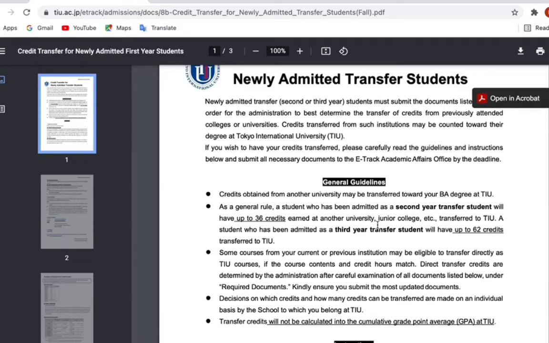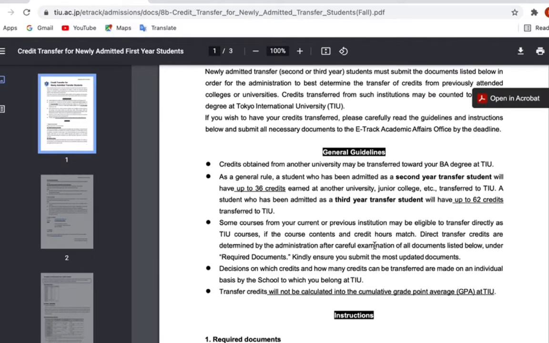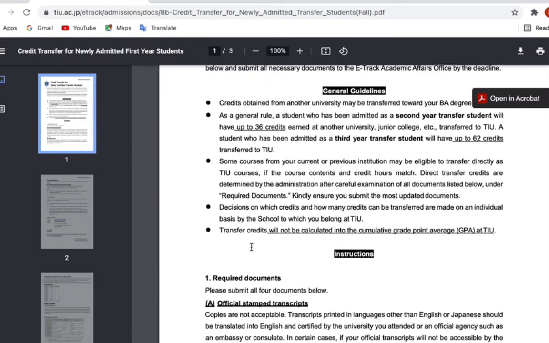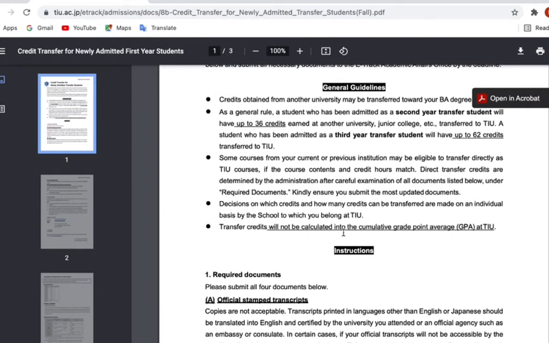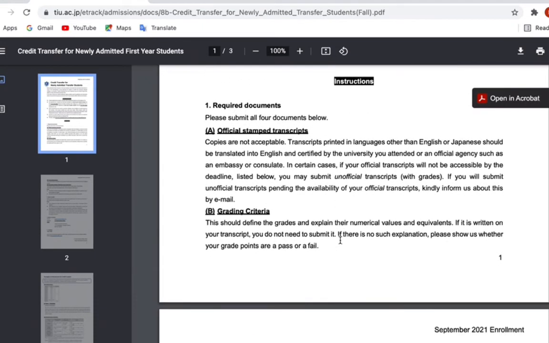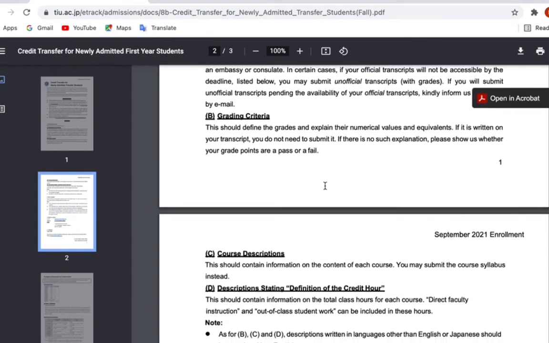For students who come as second year transfer, and for those who come as third year, they can transfer up to 62. And then some courses may be eligible to transfer directly. Okay. Transfer credits will not be calculated into the cumulative GPA. Okay. So the documents you have to provide, they are right here, your transcript.